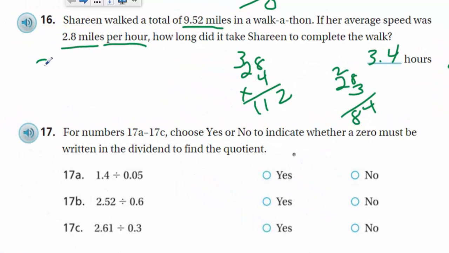Now we could double check. This is one I probably would want to double check. 3.4 times 2.8. 32, carry the 3, there's 24, looks like 27, placeholder, then we have 8, and then we have 6.